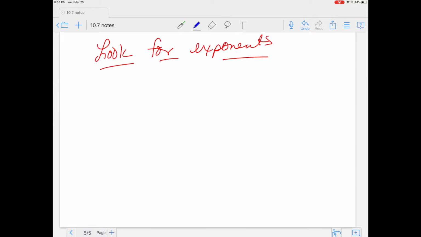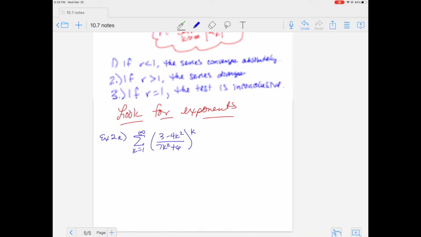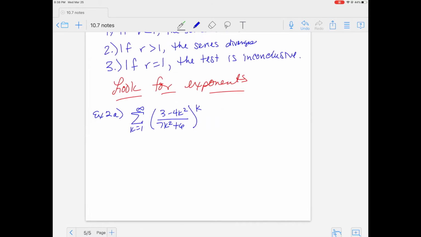Let's give this a whirl. Here is example 2a. Here is my series. I'm going 3 minus 4k squared over 7k squared plus 6. All of that is to the k power. There is my exponent. That's the exponent I'm talking about. Now, if you have your base as a sub k to a k, that's your ratio test, because that base is a sub k. If it's just the k as the exponent, that's where you're looking for your root test.